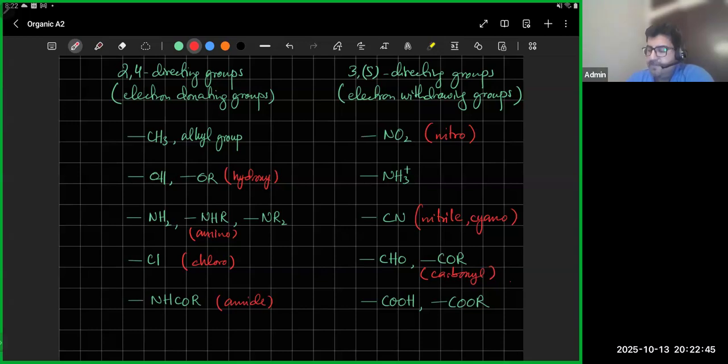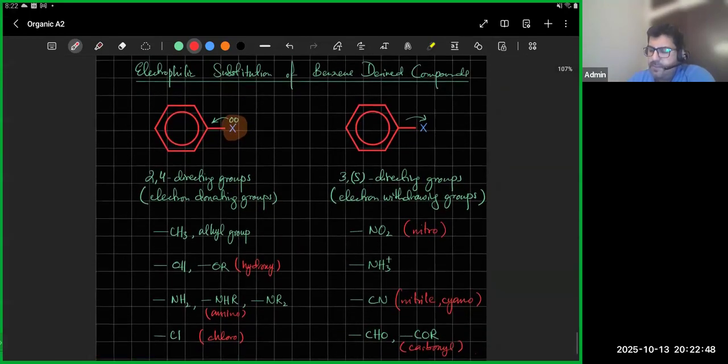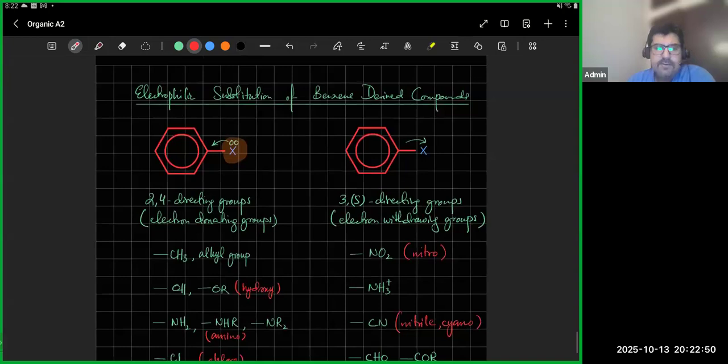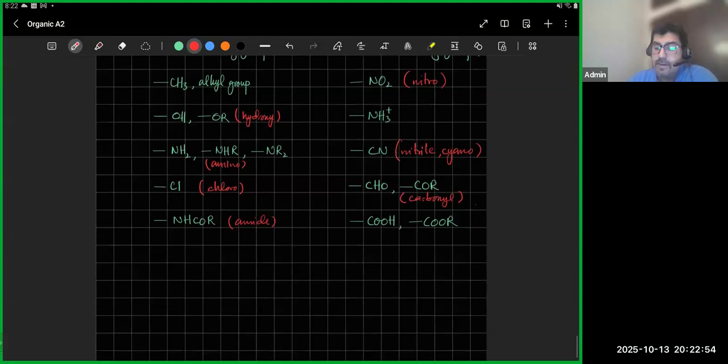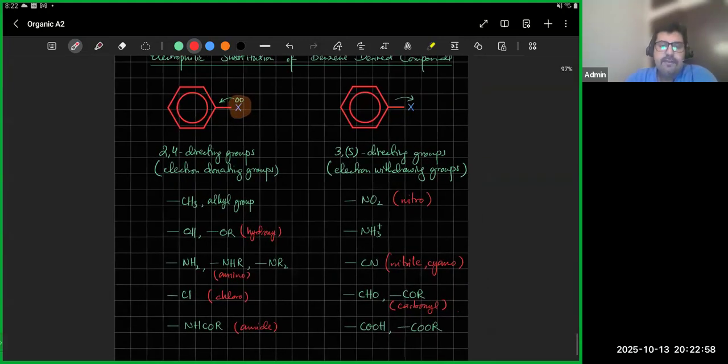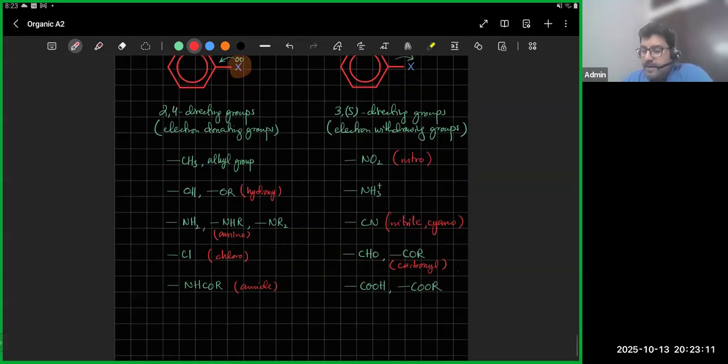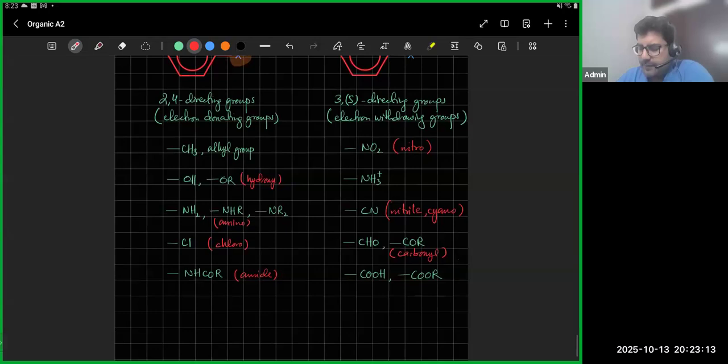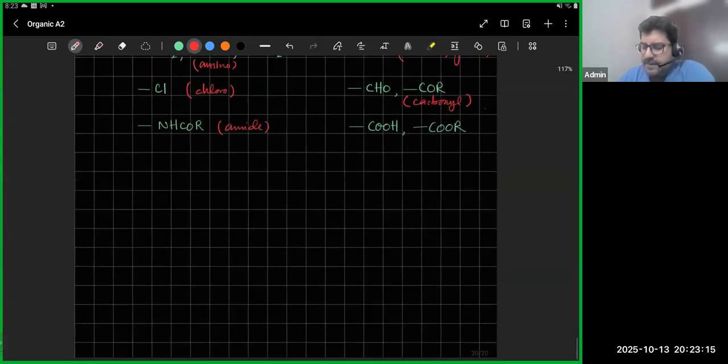Anyways, the first thing is, what's an electron donating group? And we're going to start with the first one. Remember, the first thing is you have to remember who is electron withdrawing and who is electron donating. Who's going to push the electrons towards benzene and who's going to withdraw the electrons away from benzene. So one by one, we're going to study each one of them, starting with the first one.